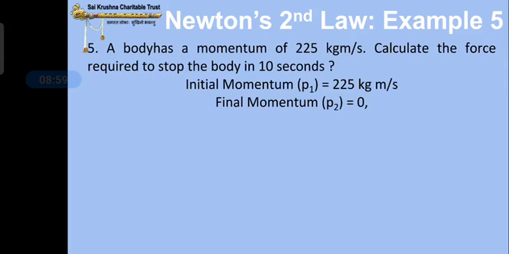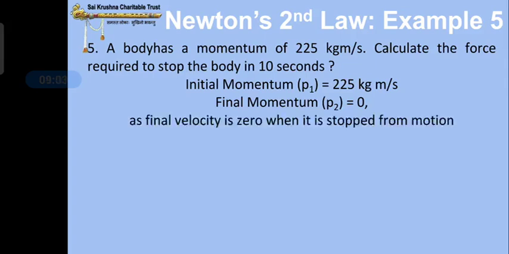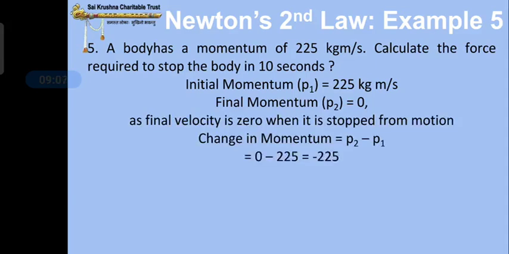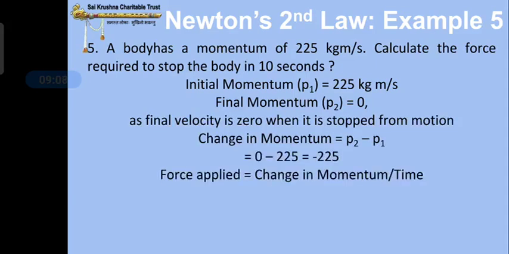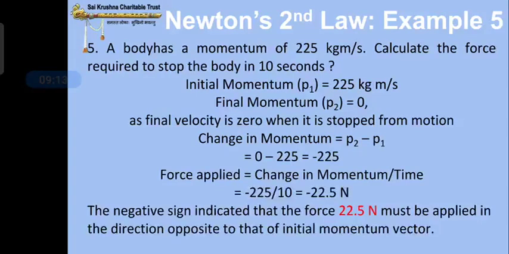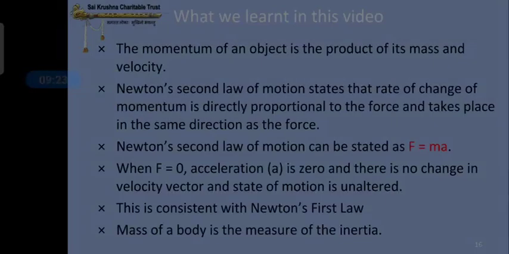So the initial momentum is given, final momentum is 0 because you are stopping the vehicle. So change in momentum is final momentum minus initial momentum. So force is equal to change in momentum by time. Hence you can calculate the force. The negative sign indicates that the force must be applied in the direction opposite to that of the initial momentum vector.